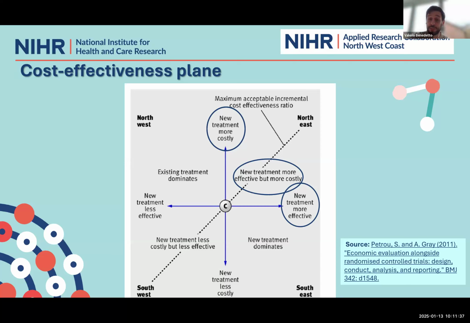But just for now, it's important to notice we are in this quadrant, so we have a trade-off between cost and effectiveness. This is quite common, because when we analyze a new treatment, it probably means the new treatment has shown some promise in terms of effectiveness. At the same time, it will bring some costs, for example training staff, buying new equipment, and so on. So it is common to find this trade-off between cost and effectiveness.